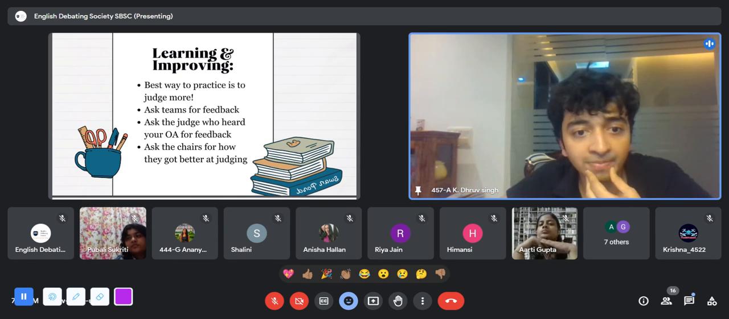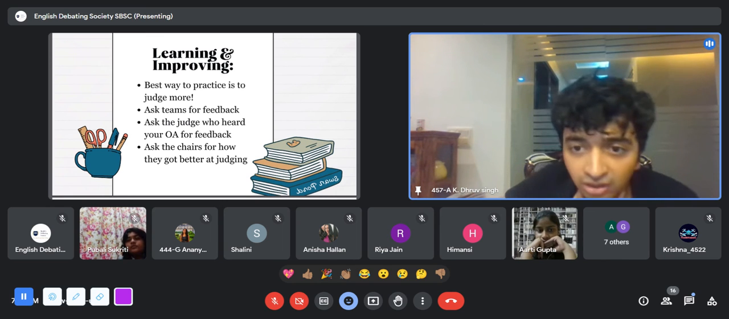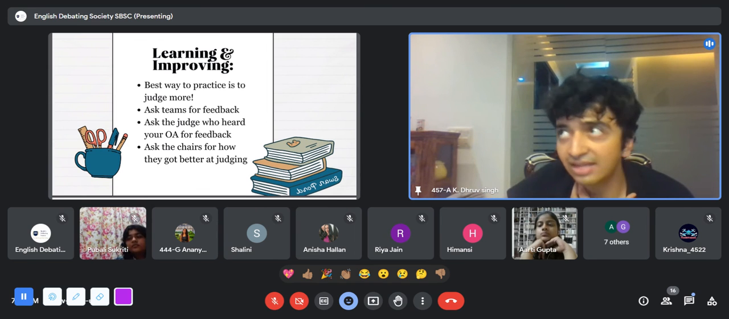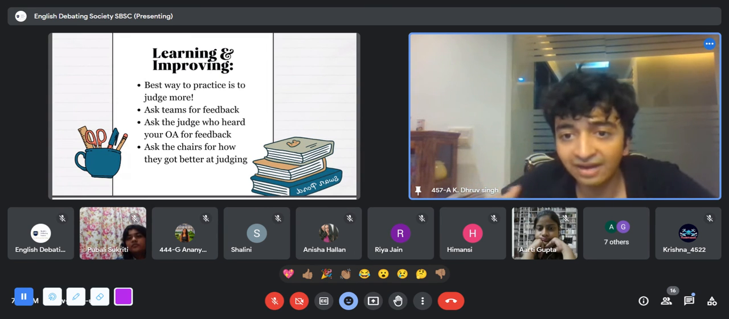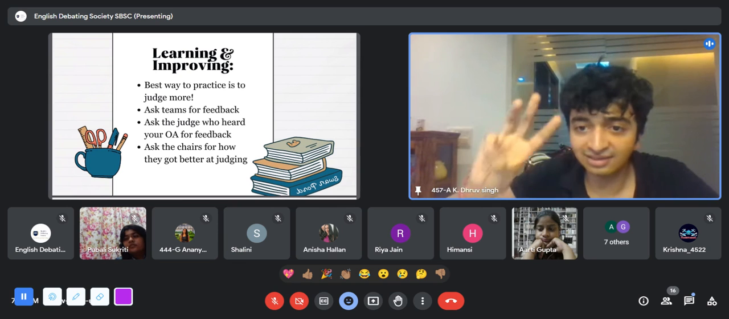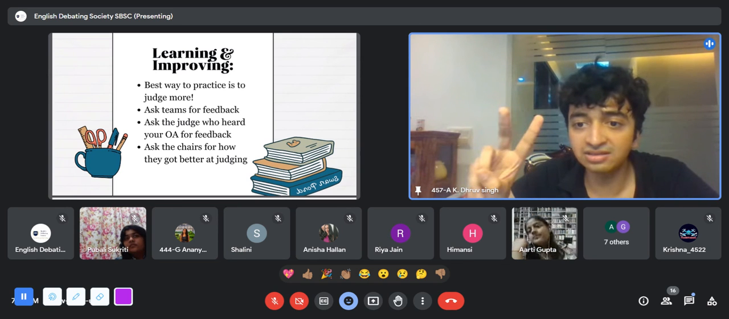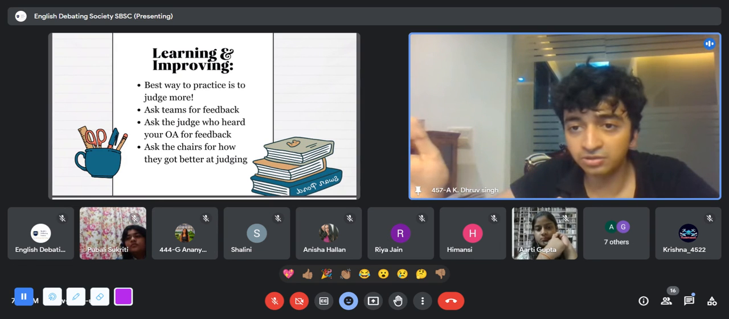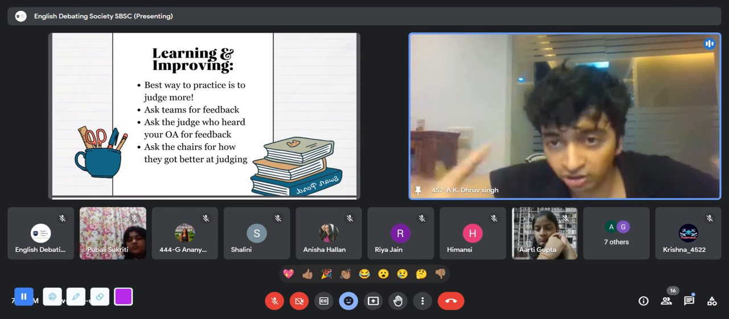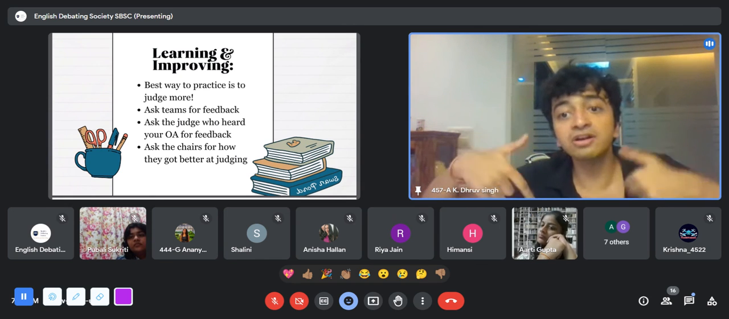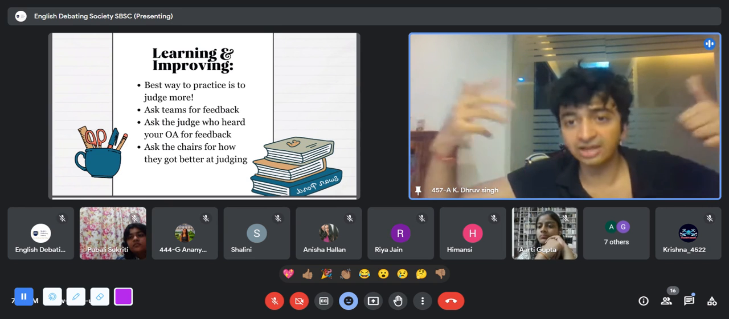Ask the chair how they got better at judging. If you're in a tournament, the chair is the one controlling the whole room, and their vote has more value. I don't know if you know what a chair is, so I'll just describe it anyway. In a tournament, there are three roles: chairs, panelists, and trainees. Trainees don't have a vote. Even though you might give your oral adjudication to government and opposition, you don't have a vote in the real verdict. If you're a trainee, you're still in the training phase.